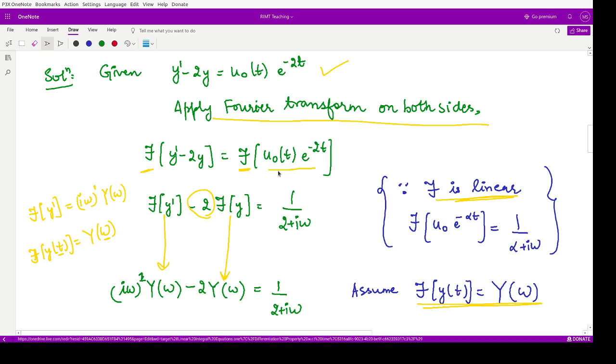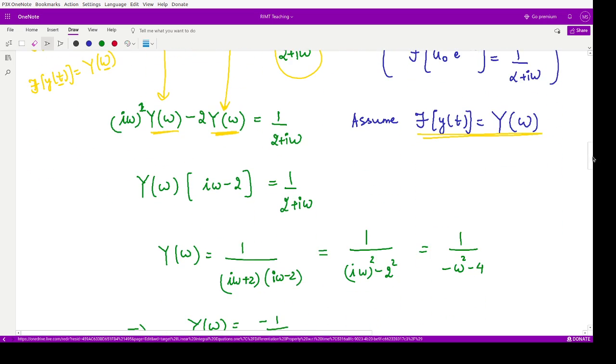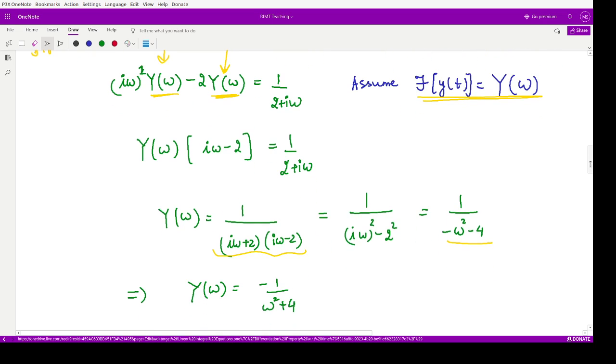And what is the Fourier transform of this function? We know the Fourier transform of u naught t e to the power minus alpha t is equal to 1 by alpha plus iota omega. So therefore we have this term over here. Now we can take Y of omega common from both of these terms. So from here we have Y of omega times this term. This is the formula of (a plus b)(a minus b), so it becomes a square minus b square. So we have minus omega square minus 4. Or we can write Y of omega as this quantity.